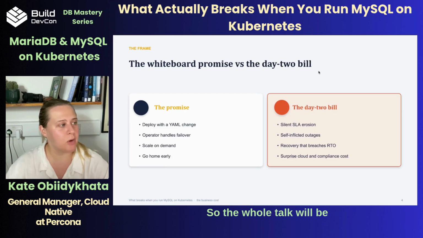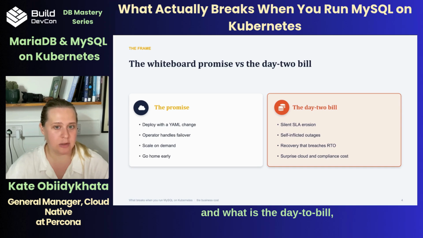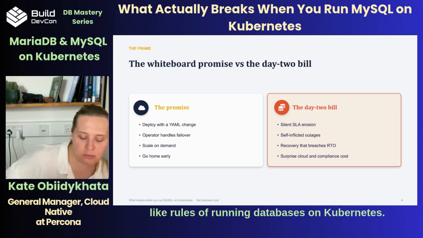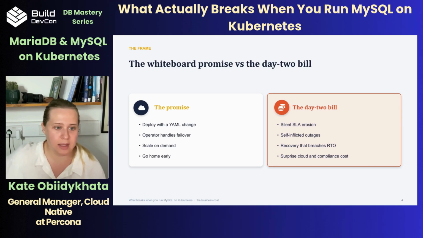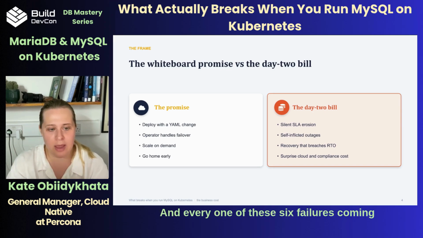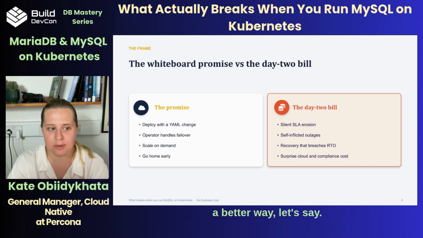The whole talk will be split into two columns: what the promise is, what the perception is, and what the day-two bill is if you neglect some specific rules of running databases on Kubernetes. This will be the lens of the whole deck. Every one of these six failures comes from a default that was never meant for a serious estate, for a serious database at scale. We are not here to bash Kubernetes. We're here to engineer it properly and think about what could be done in a better way.